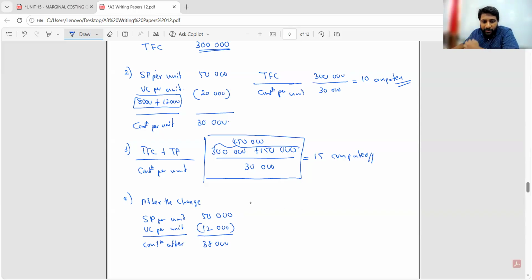Take the new fixed cost also, the fixed cost after the change. Already how much is there? 300,000 is there. Another how much, people, getting added? 80,000 getting added. So after the change, 380,000 is the total fixed cost after the change. Yes, Rida.